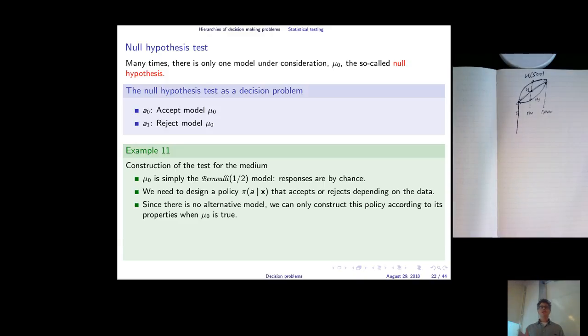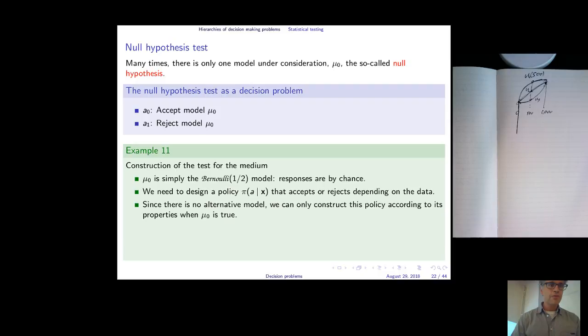So now the only thing is, how do we design this policy? We have no way of designing this policy other than measuring its performance when the model mu0 is true, because we have nothing else to look at. Okay? We just have a way of measuring the performance of this policy when we know that he's not a medium. We don't really know what will happen in our policy if it's actually a medium.